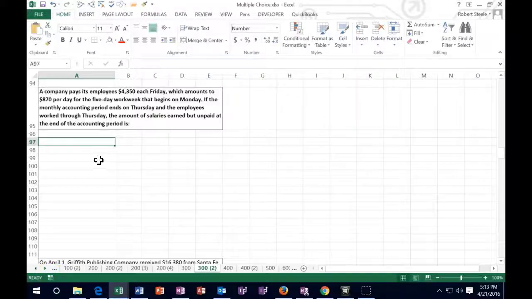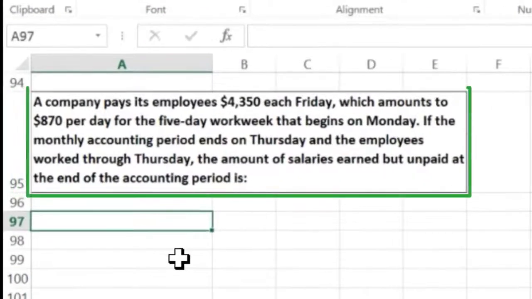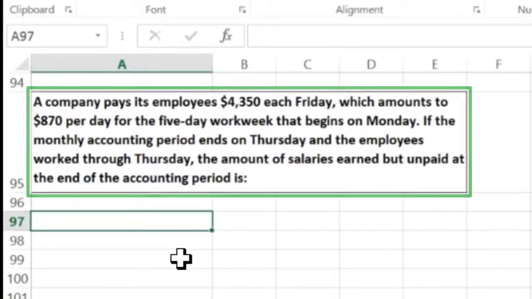Hello, in this lecture we're going to continue on some test type problems, shorter problems that could be in a multiple choice format. So we have a company pays its employees $4,350 each Friday, which amounts to $870 per day for a 5-day work week that begins on Monday.